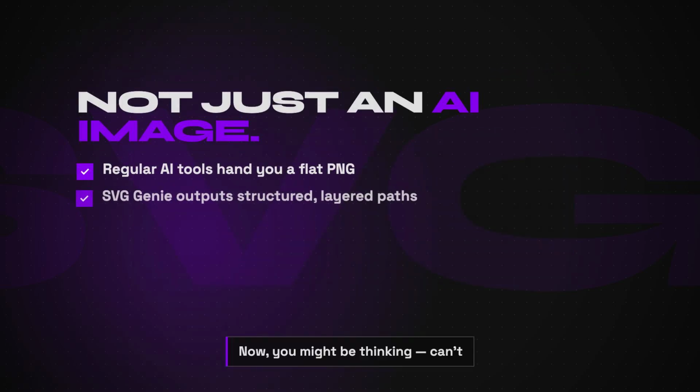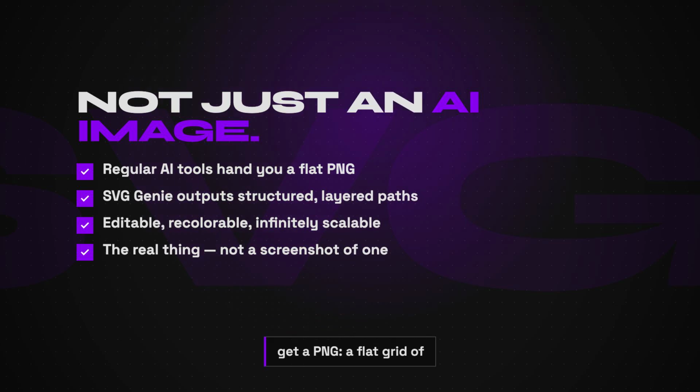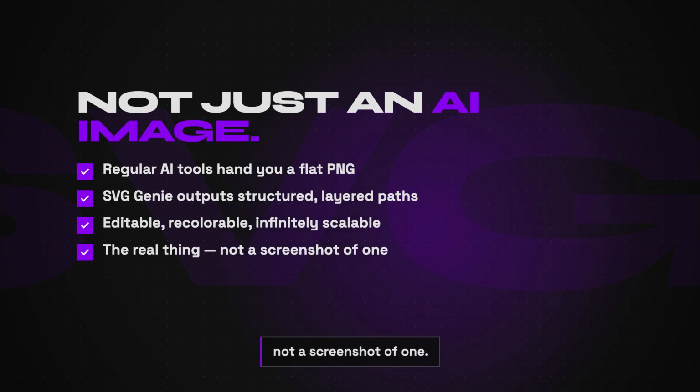Now you might be thinking, can I just ask a regular AI image tool for this? You can, but you'll get a PNG, a flat grid of pixels you can't cleanly edit or scale. SVG Genie is built specifically for vectors, so what you get back is structured, layered SVG code. The real thing, not a screenshot of one.